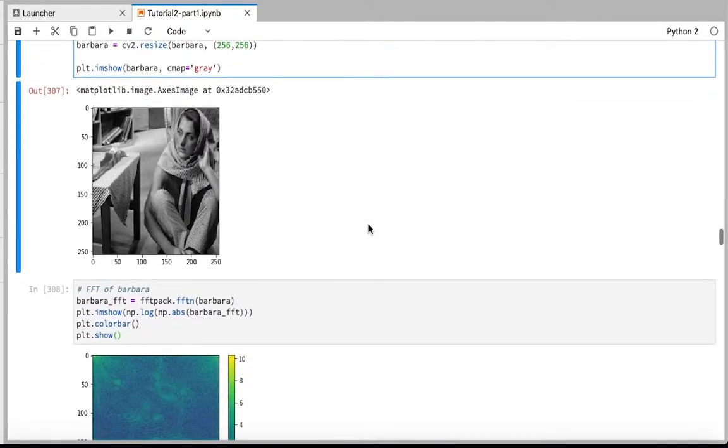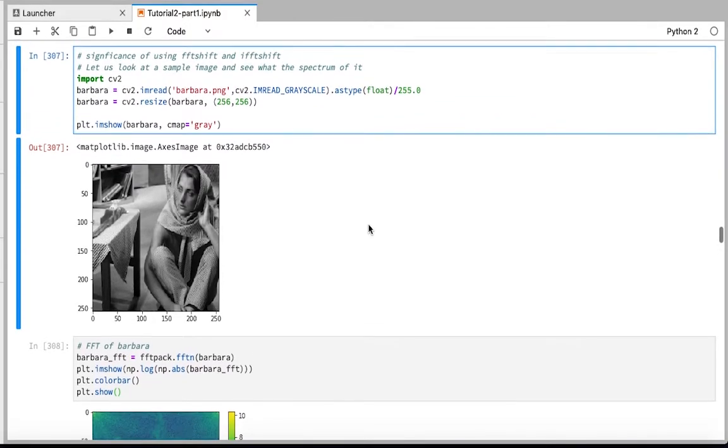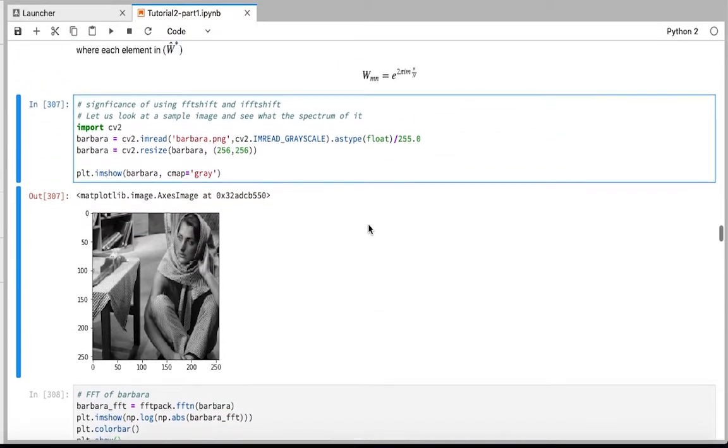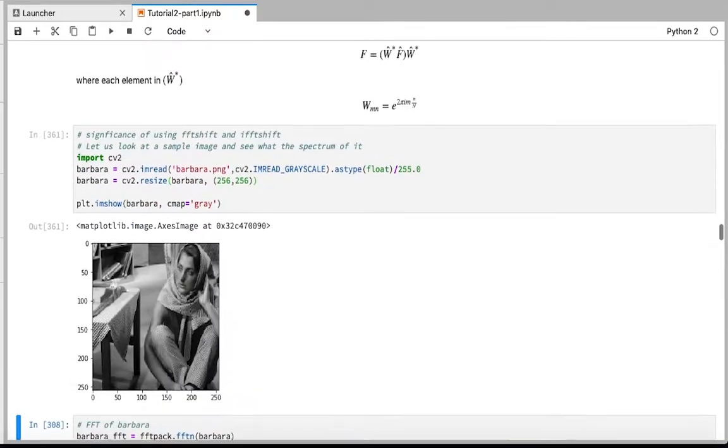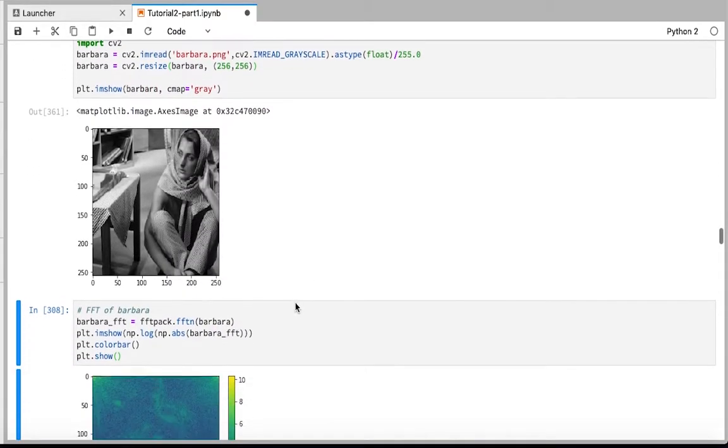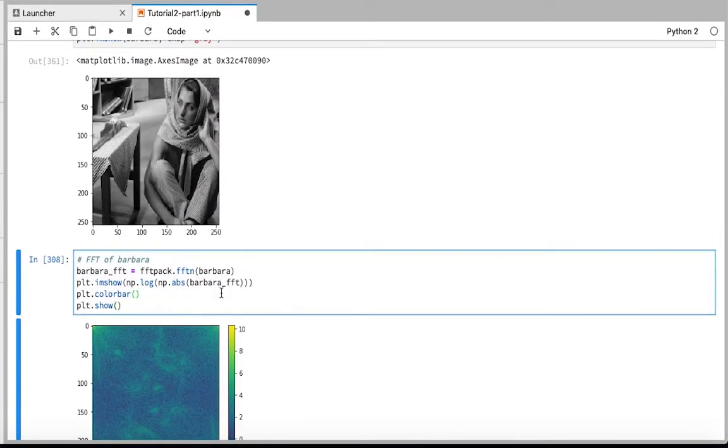So yeah, let's now take an image, and we'll see how the spectrum of it looks like, right? So we read an image. This is Barbara.